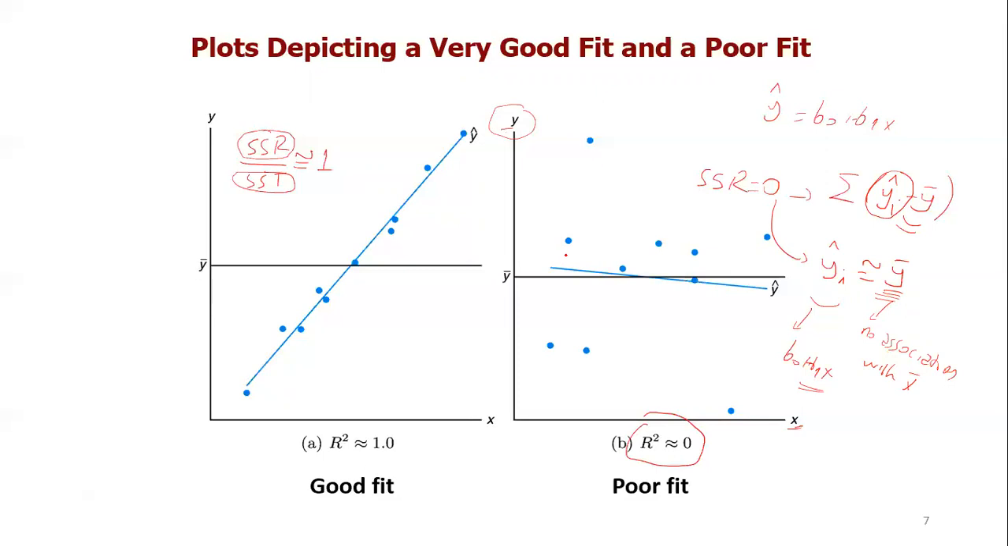In fact, you can see it in this plot as well. In this plot, you have the prediction line, the linear regression line, which is like this. And it turns out that this regression line is very close to y bar.